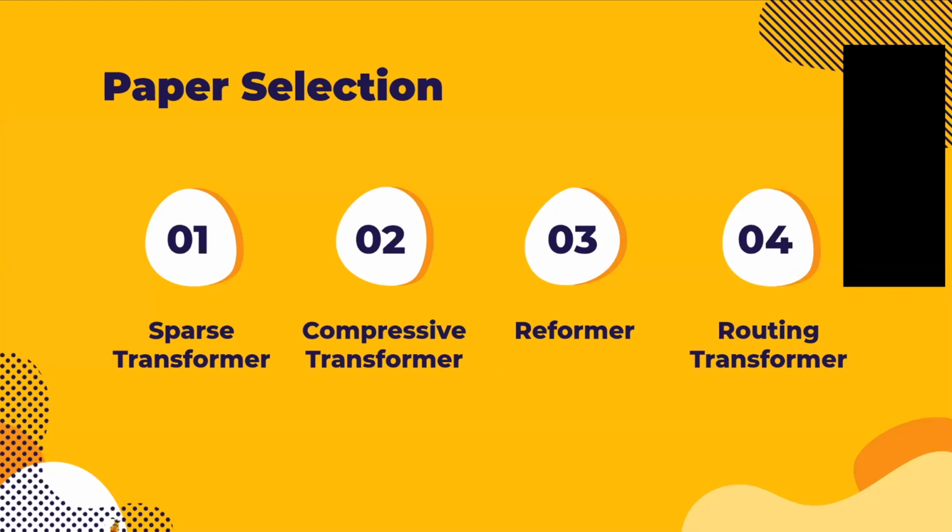If you prefer a more machine learning approach to solving this problem, I'm going to be talking over 4 different paper selections. We're going to fly through things, but hopefully there are some relevant ideas that you can apply to your own tasks. So the sparse transformer, the compressive transformer, a model called the reformer, and the routing transformer.